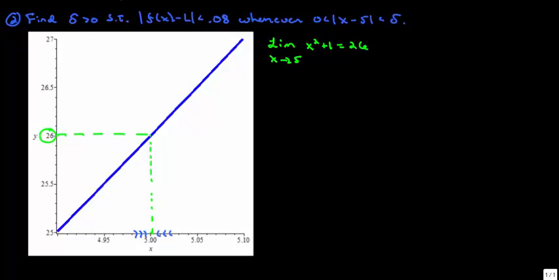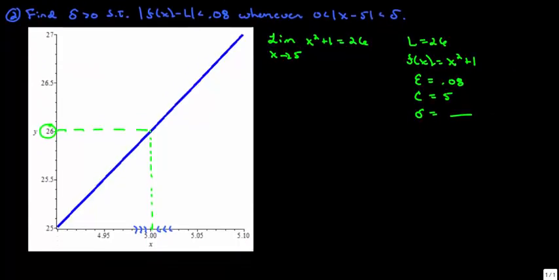Now let's go through and identify some of our variables here. We have an L value of 26. We have a function that's equal to x squared plus 1. We have an epsilon value equal to 0.08. We have a c value of 5. And we have a delta value that we'd like to find out. So we don't know what delta is. So let's go ahead and continue with this picture.